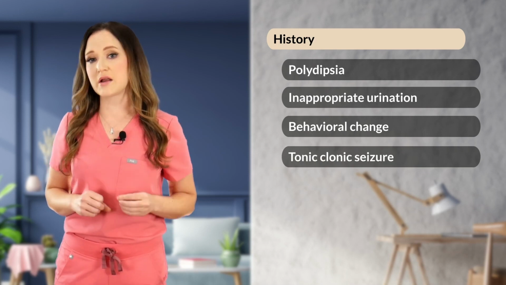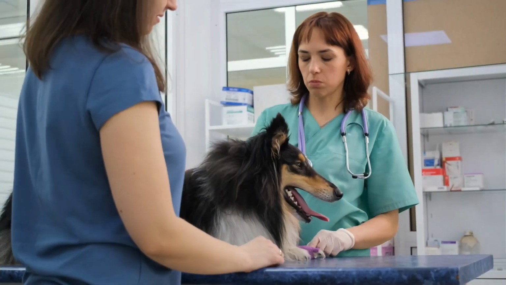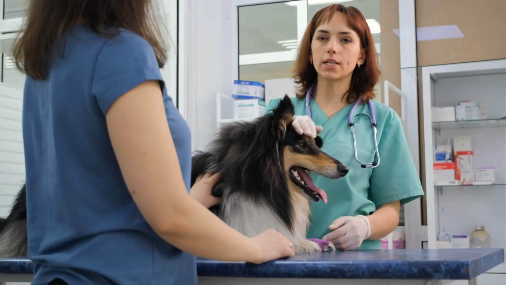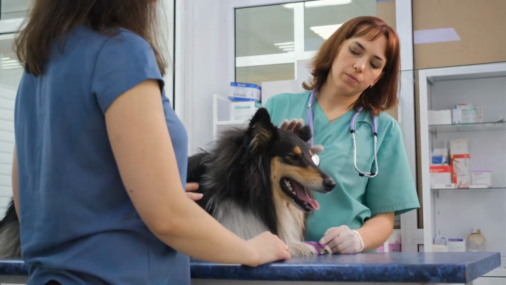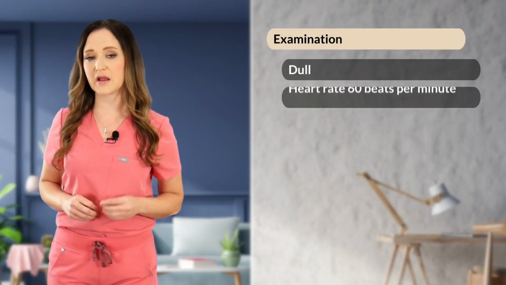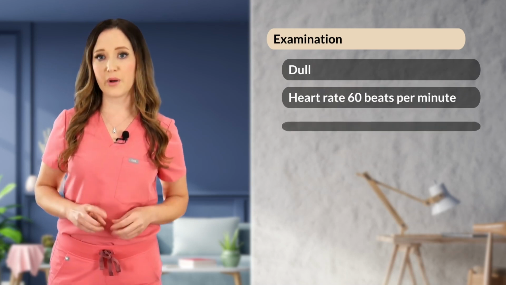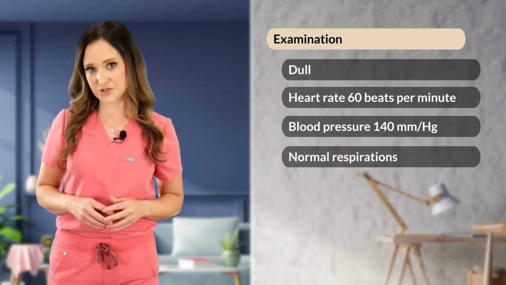The seizure was tonic-clonic and the dog urinated and defecated on themselves. Since then, the dog has been dull and depressed, unsteady on her feet, and she is circling to the right side and falling to the right. On presentation to your hospital, the dog is dull and depressed with a heart rate of 60 beats per minute, a blood pressure of 140 millimeters of mercury, and normal respirations.